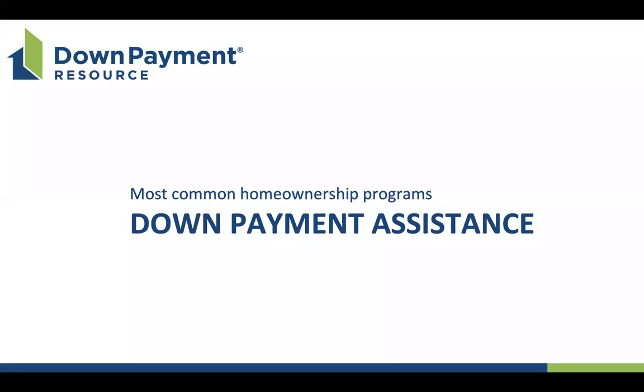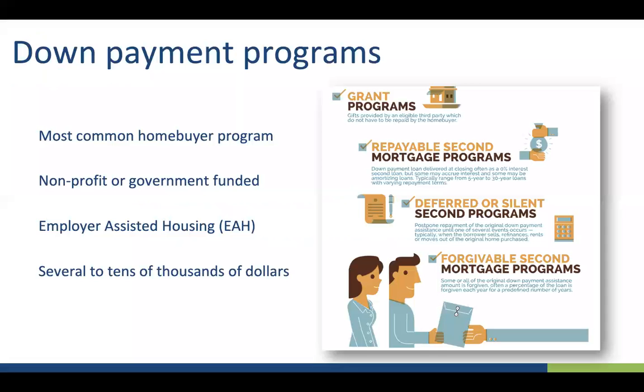One of the first things I want to get into is what a first-time home buyer is and whether or not that's even a requirement of all of these programs. So what is a down payment program? It's the most common type of home buyer assistance. We've already kind of covered that. They're typically government or nonprofit funded. We've covered that as well. And we've also mentioned that sometimes employers will provide these programs.